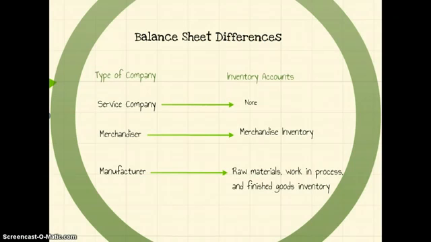Finally, let's take a look at the differences between the balance sheets of the three types of company. The service company has no inventory accounts. A merchandiser has one inventory account, which is called merchandise inventory, and a manufacturer has three types of inventory accounts: the raw materials inventory, work in process inventory, and finished goods inventory. So if you take a balance sheet and you notice that the balance sheet doesn't have inventory, you know that it's a service company. If you look at a balance sheet and you see that the company has three types of inventory or two types of inventory, you know that it is a manufacturer.